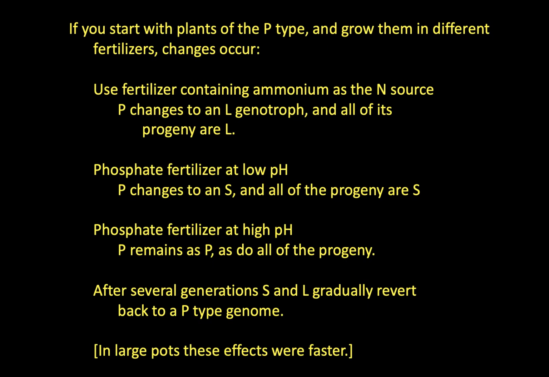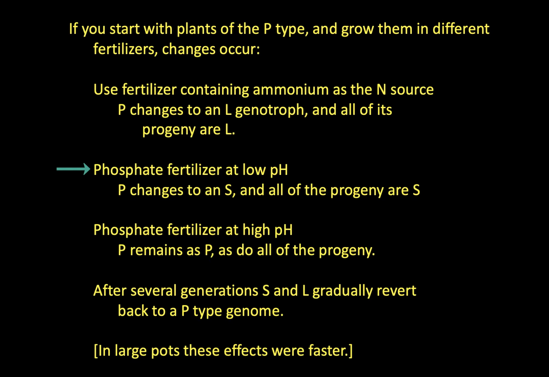So here's where it gets interesting. If you start with plants of the P type, the plastic type, and you use fertilizer containing ammonium, which gives a very rapid nitrogen nutrient to the plant, the plants will change from a P type to an L type. And when you get the seeds from that plant, all of the progeny are of the large type. So they're all larger plants, and they have more DNA than the parent plant did.